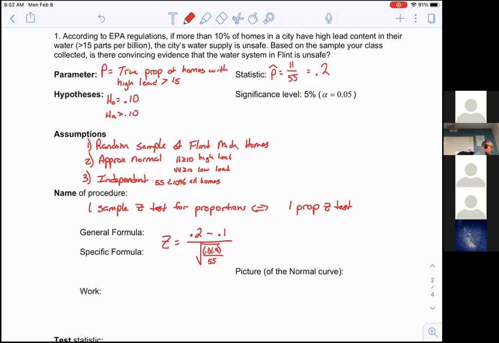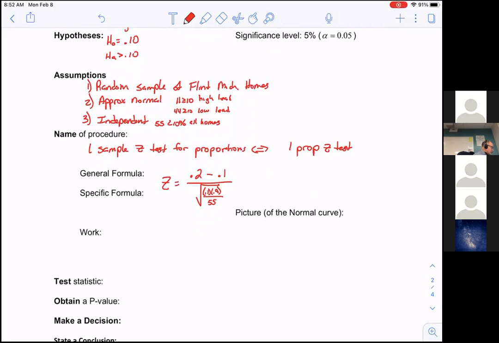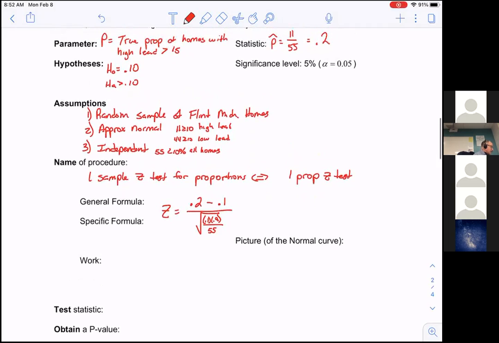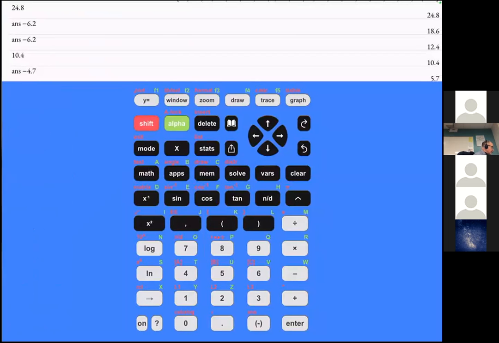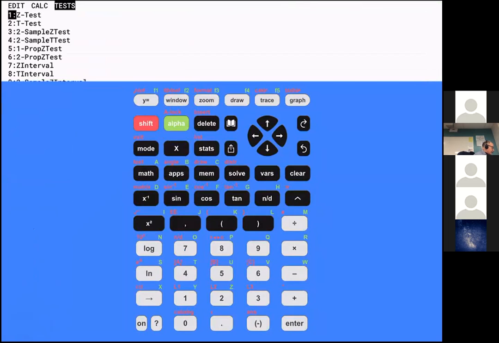Okay. And I'm not too worried about that. So what we're just going to focus on here is we're going to jump out to our calculator and do it in our calculator and go from there. So if we jump out to the calculator, there it is. Again, we're going to go into stats. We're going to go over to tests, and we're going to choose that one prop z test.